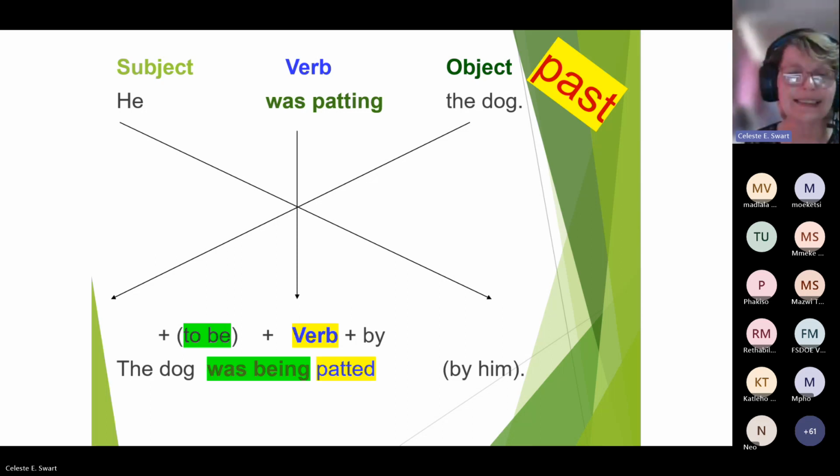But let's quickly look at this again. So yeah, we know we have the form of the verb to be. And we know we have the correct form of the verb. And there we go. We take the subject to the object's place. And you do not write the brackets. Make sure you do not write the brackets. You will leave the brackets out and either leave this out completely by him and just say the dog was being patted or the dog was being patted by him.